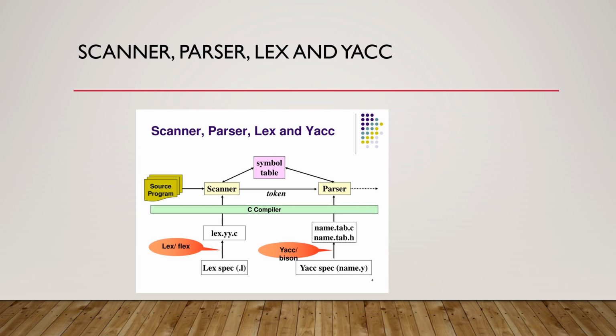And this is the diagrammatic view of the scanner, parser, Lex and Yacc. Here the source program is pointed towards the scanner, and the scanner is pointed towards the parser, and the symbol table is connected to the scanner and the parser. The Lex spec is connected to lex.yy.c, and it is connected to the C compiler. In the same way, the Yacc spec is connected to name.tab.c and name.tab.h, and it is connected to the C compiler.